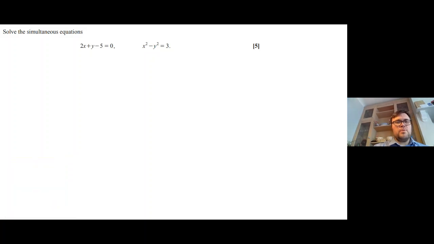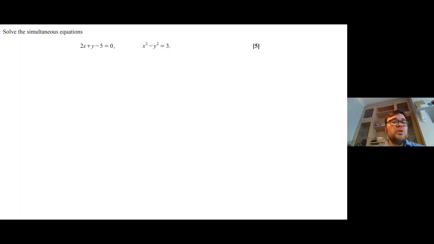Starting with this equation here. Simultaneous equations are normally when you have a quadratic and a straight line where they're going to cross. This one looks very much like a circle, but it's not because the signs are different. You have a straight line, which is 2x plus y minus 5 equal to 0, and then we have a curve of some description, so it's x squared minus y squared equal to 3. It's a 5 marker and it is just simply solving.